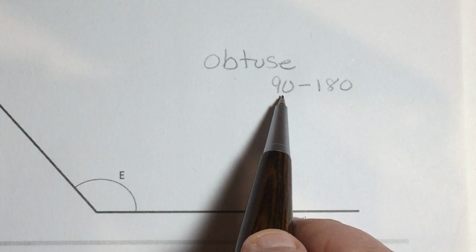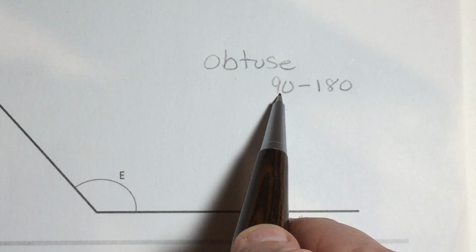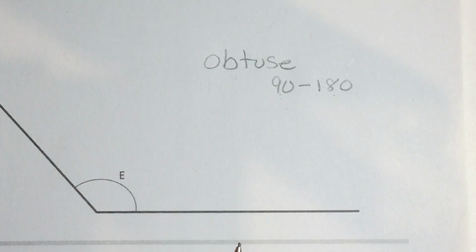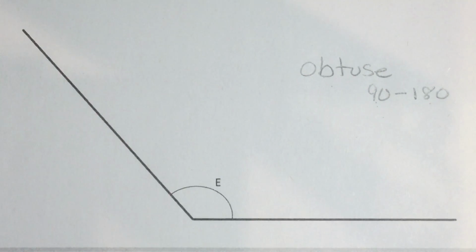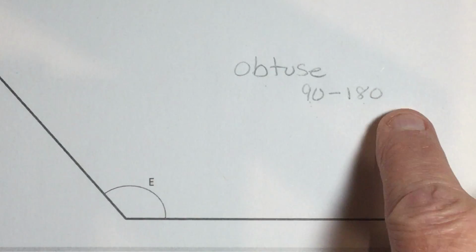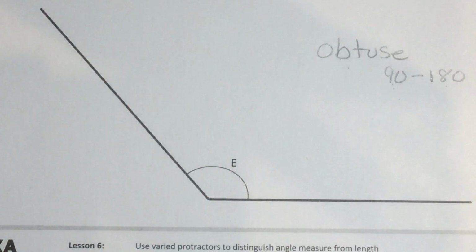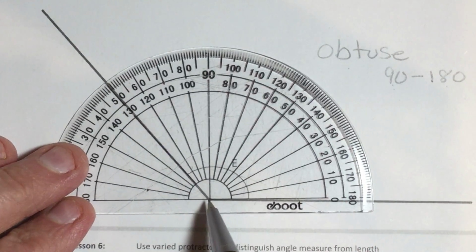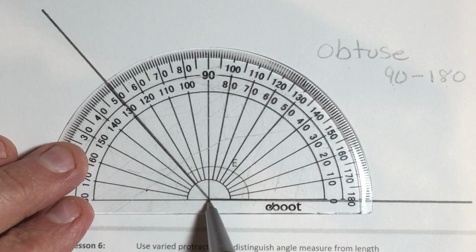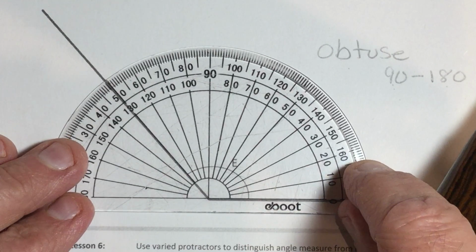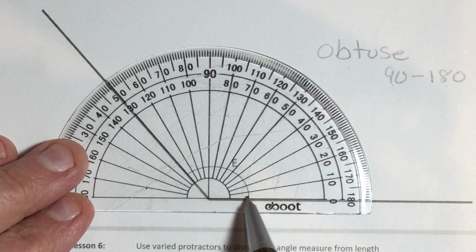It's not going to be exactly 90 because that would make it a right angle. And it's not going to be exactly 180 because that would make it a straight angle. So obtuse angles, again, between 90 and 180. So again, I'm going to take my protractor. I'm going to place the vertex of the angle right here in the crosshairs of my protractor. I'm going to line up 0.